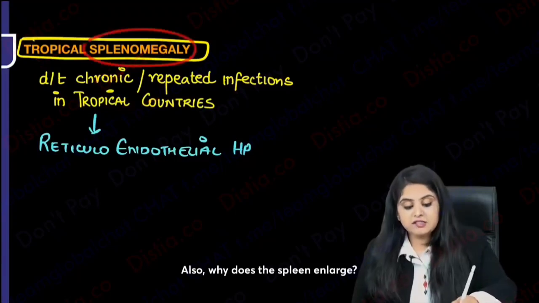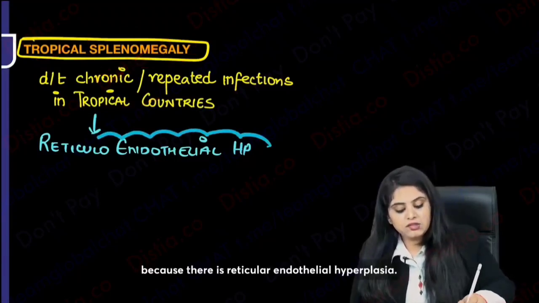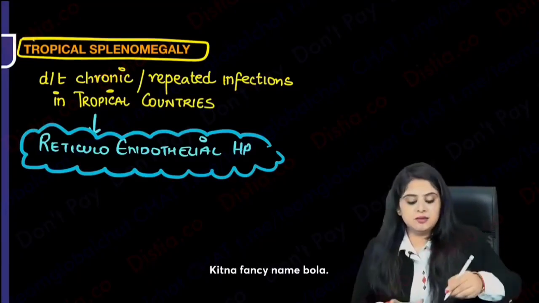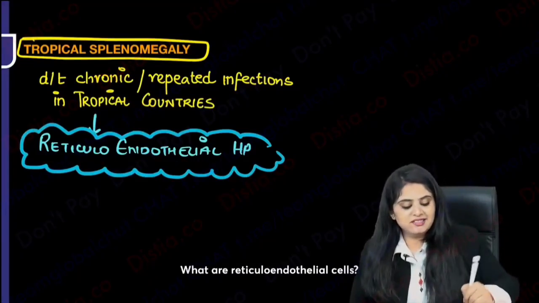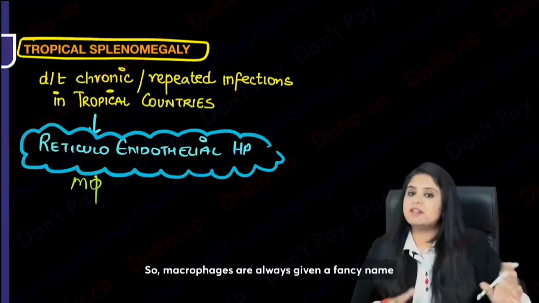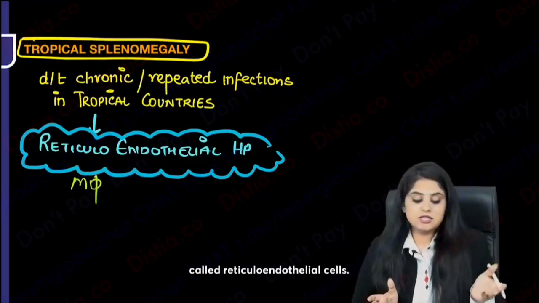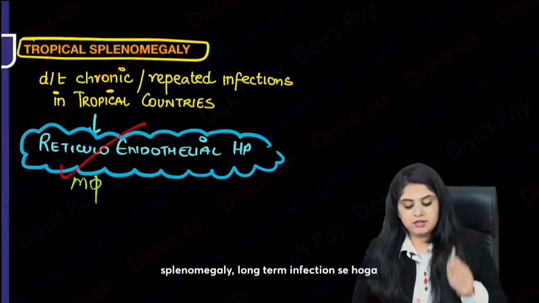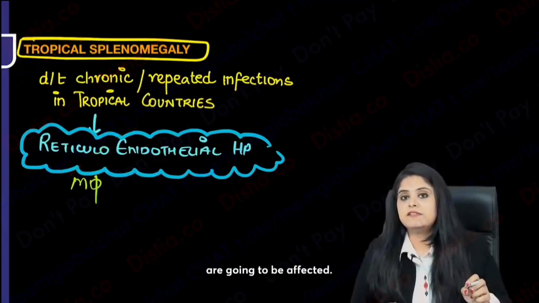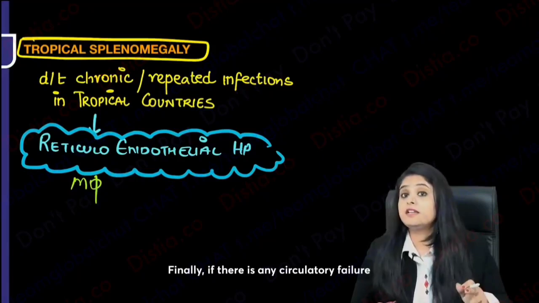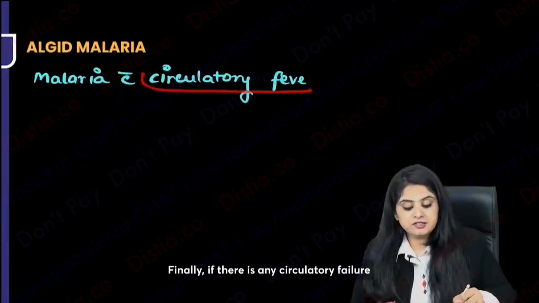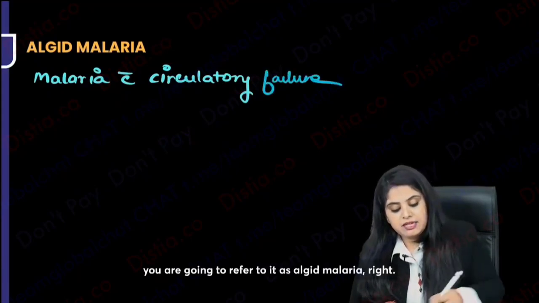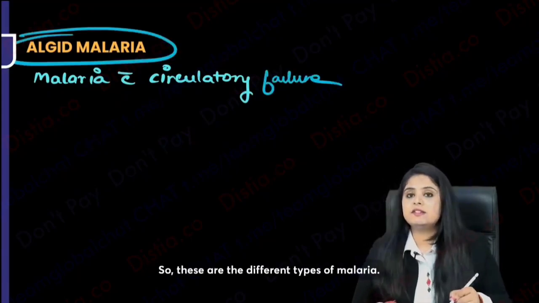Also, why does the spleen enlarge? The spleen enlarges because there is reticuloendothelial hyperplasia. What a fancy name. What are reticuloendothelial cells? Nothing but macrophages. So macrophages are always given one fancy name called reticuloendothelial cells. So remember, tropical countries, splenomegaly, from long-term infection, and reticuloendothelial cells are going to be affected. Finally, if there is any circulatory failure that happens with malaria, you're going to refer to it as algid malaria, right? So these are the different types of malaria.